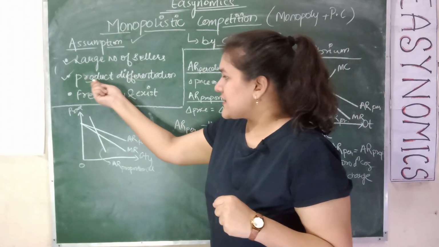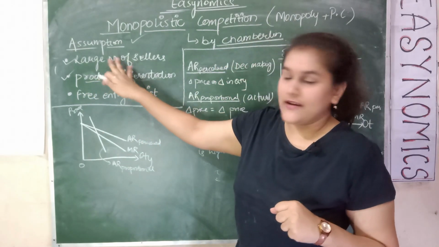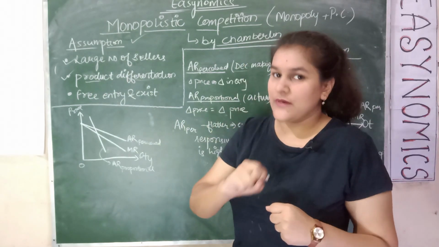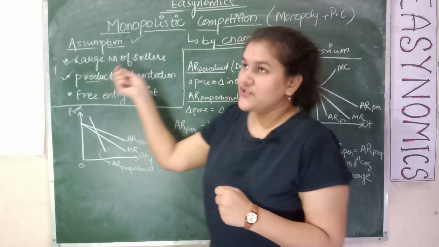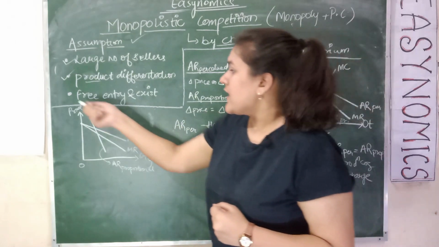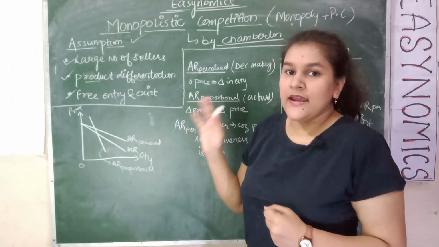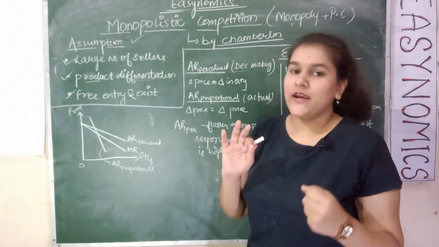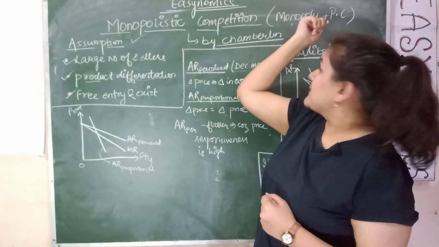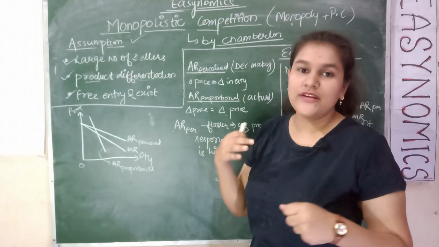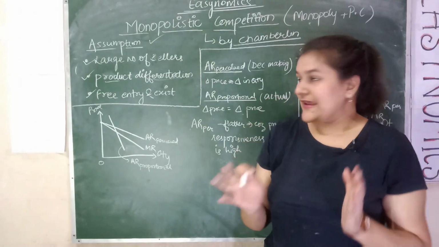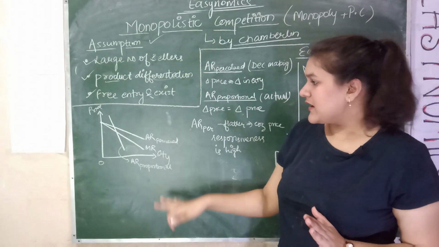So despite having a large number of sellers, the producer has some control over its product and pricing mechanism. That's why it has the feature of monopoly, to control the price in the market by creating its brand value. The third assumption is free entry and exit. It means a firm can freely enter into the market and leave the market. So these two assumptions are also present under perfect competition, and this assumption of controlling the price was the assumption of monopoly.